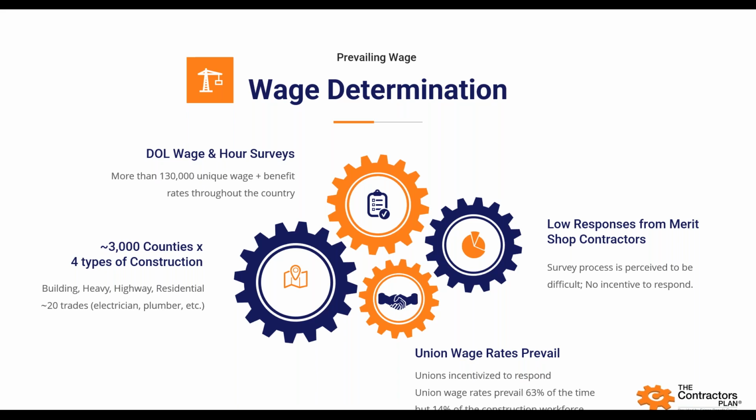Unions are heavily incentivized to respond, and do respond, because the union fringe benefits go to the union. And so that's why, even though 14% of the construction workforce is union, 63% of the time union wage rates prevail.